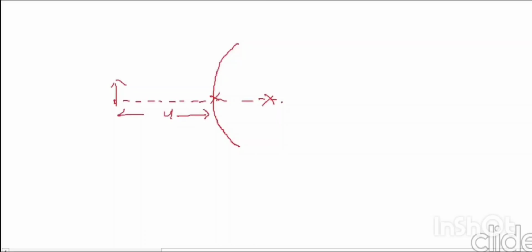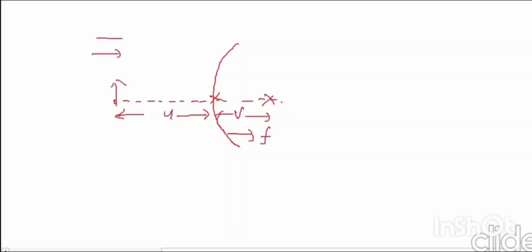Now let me explain the sign convention for a convex mirror. Suppose you take a convex mirror. I place the object here. Let us say the image is formed on the other side. The measurements will be made from the pole. This is my u, this is my v. Because the radius is in this direction, the focal length also will be in this direction.